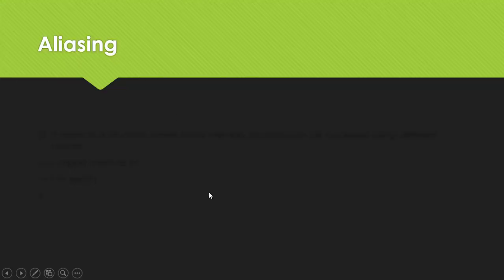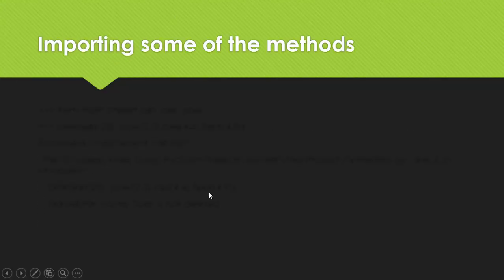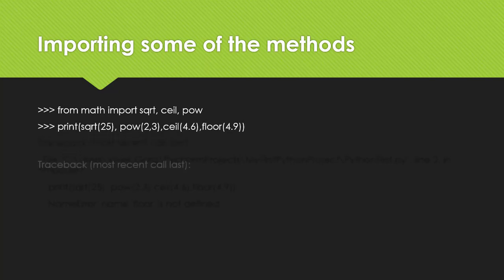The next topic here is importing some of the methods. Now there may be a case where you don't need all the methods from the math module. Instead you need only some of the methods. You don't want to import all the methods from the math module, but only the square root method, right? So how to do that? It is pretty simple. What we have to do is from math import whatever methods that you want to import, then print those methods.